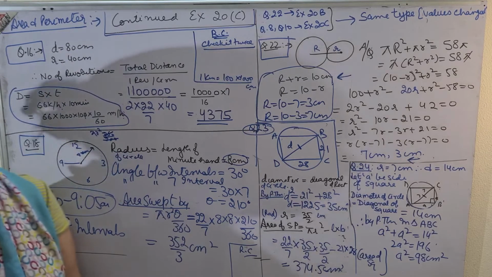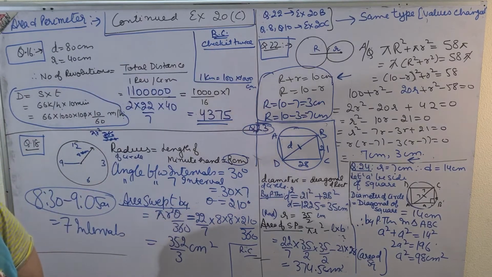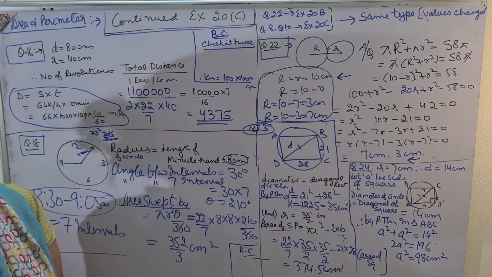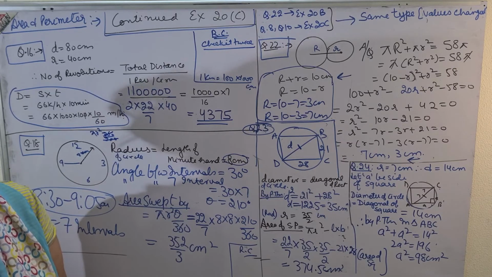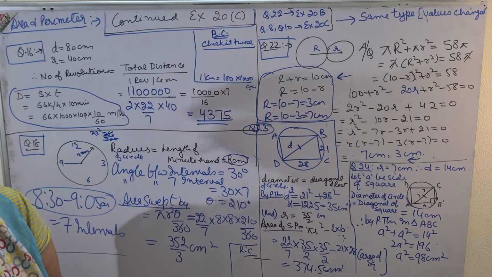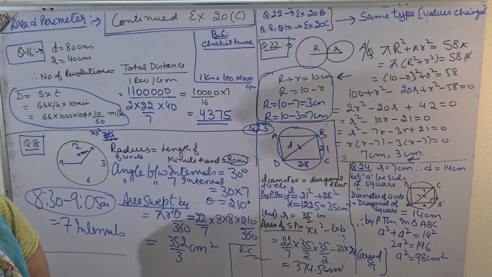Then come to question number 22 again. See, it is very simple. Two circles touch each other externally. Now let me tell you that all the sums related to the circle are in your syllabus. So see question number 22 of exercise 20B, and exercise 20C also has the same type of sums.